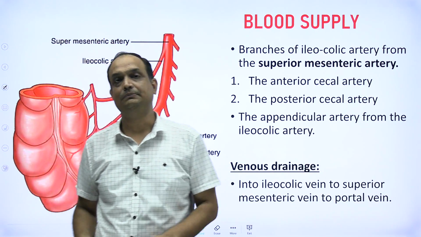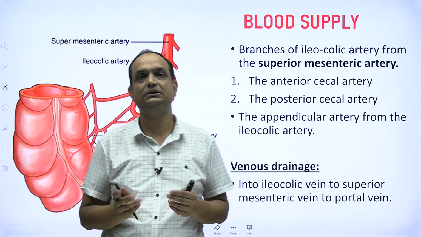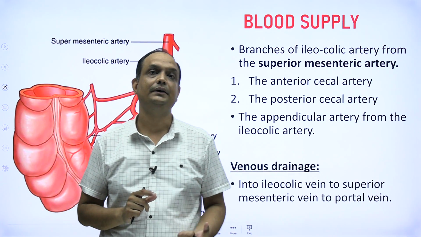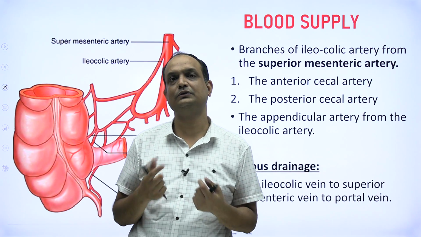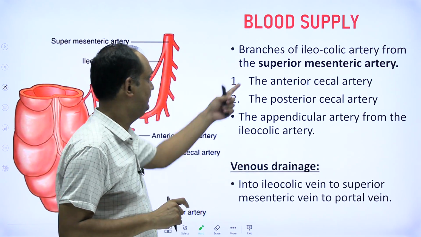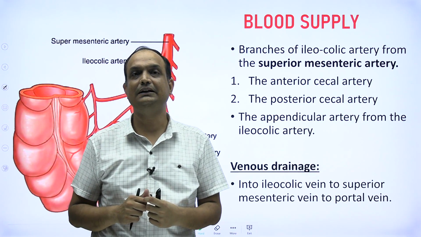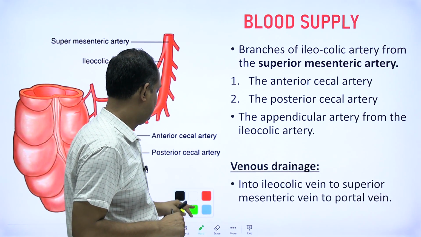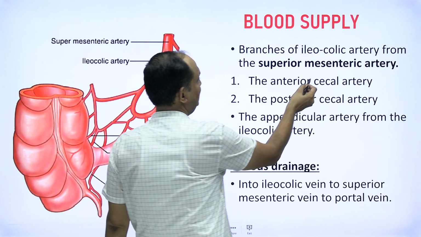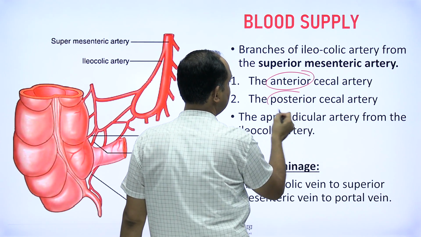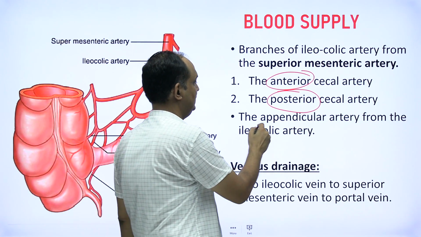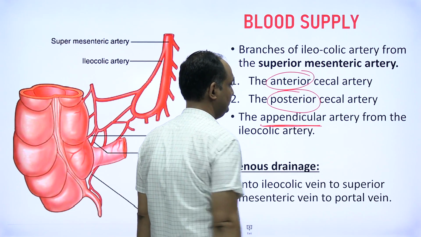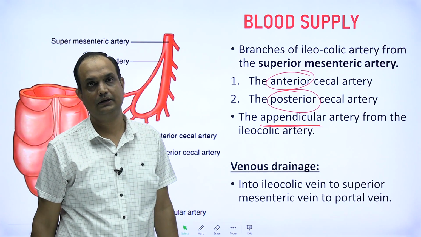Now, what is the blood supply? As I already told you initially, it develops from the midgut, and you know the midgut artery is the superior mesenteric artery. So, basically the source of blood is the superior mesenteric artery, which gives two branches. One is known as the anterior cecal artery, another is the posterior cecal artery, and apart from that the appendicular artery also contributes, which is a part of the ileocolic artery.